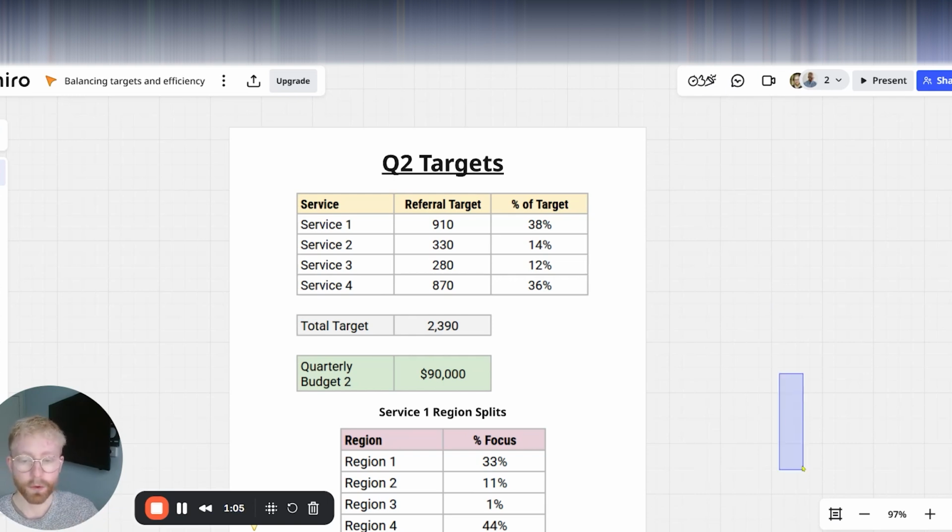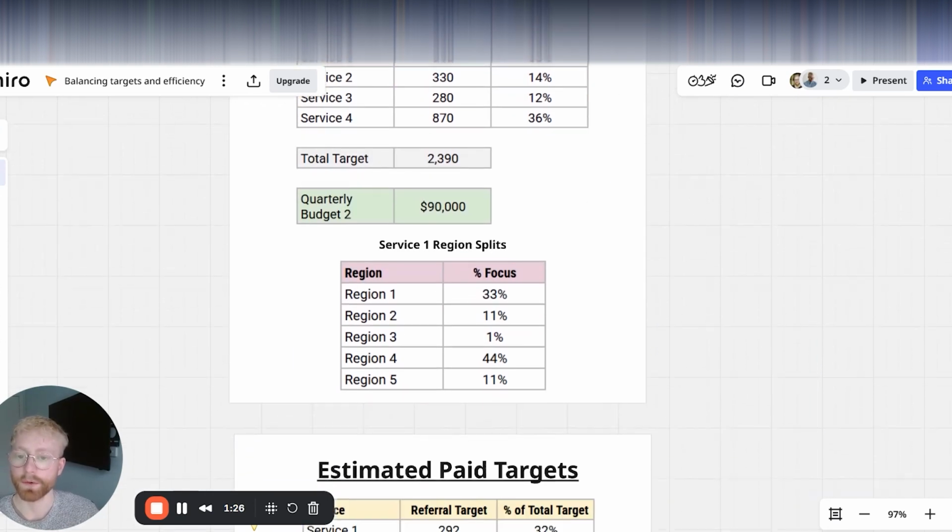Now, they also gave us the focus priority as a percentage, right? So they wanted service 4 to have 36% of the focus, service 1, 38%, and so on. They also did the same for the regions. So the regions had also a priority in terms of focus. So you can see region 4 had a 44% focus.